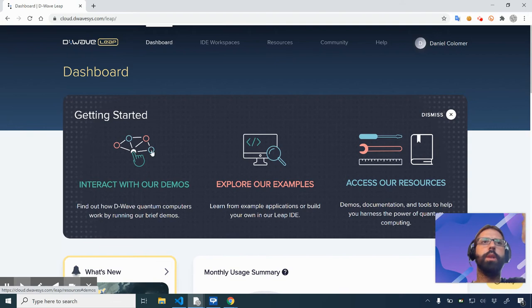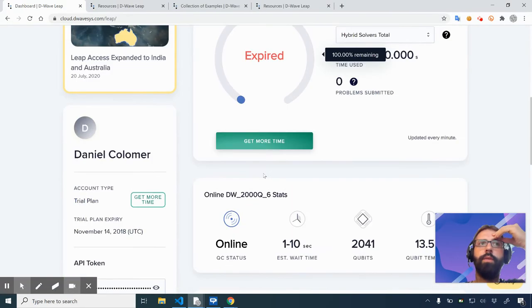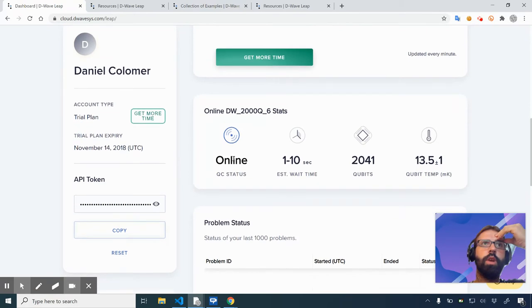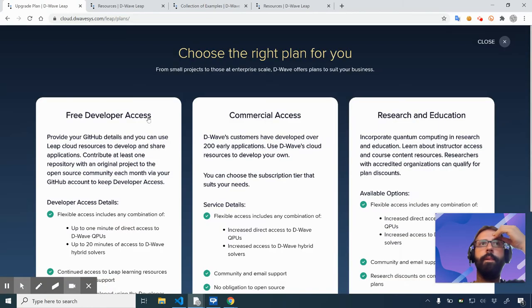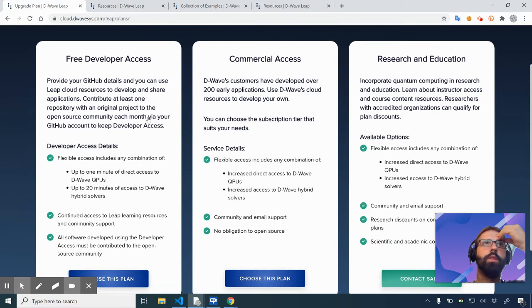So I remember the demos. I think this hasn't changed. Some examples and some resources. I'm on a trial plan. I don't want to pay. I definitely don't want to pay. So what is this? Free developer access. Provide your GitHub details and you can use Leap Cloud Resources to develop and share applications. Contribute at least 100% with an original project to the open source community each month. Flexible access using any combination of up to 1 minute of direct access to D-Wave QPUs, up to 2 minutes for access to D-Wave hybrid solvers.